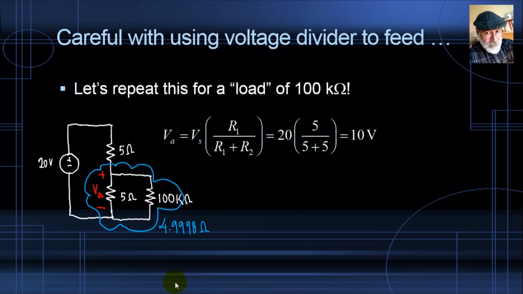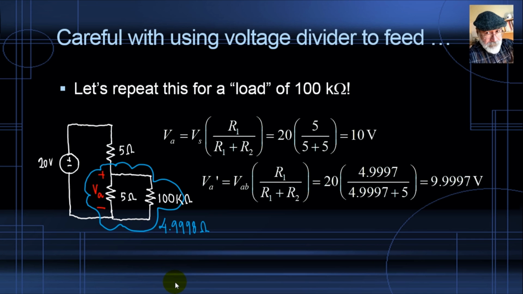And when you do the voltage divider of 20 volts between 5 ohms and 4.9998 ohms, what you get is 9.9997 volts, which is approximately 10 volts. So for very large equivalent resistance devices, the voltage divider continues to operate very neatly. What is the current in the new device? I of the load, 10 volts divided by 100 kilo ohms, that is 0.1 milliamps.